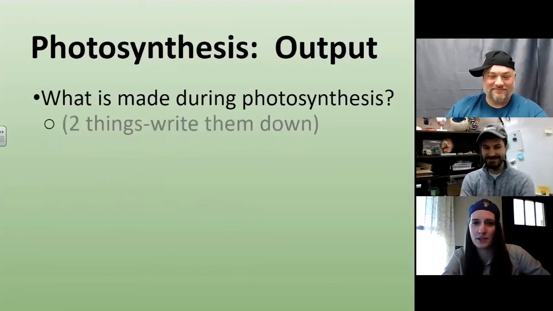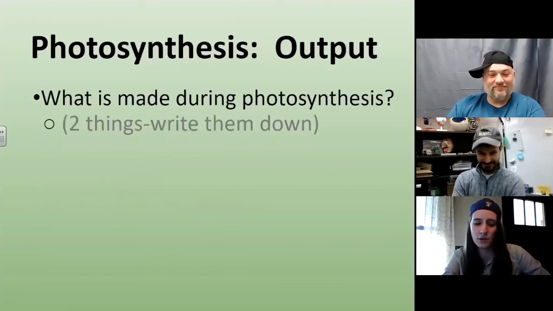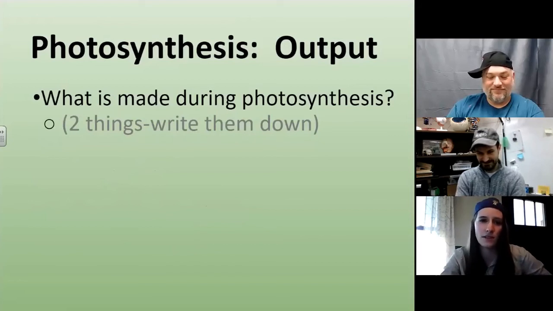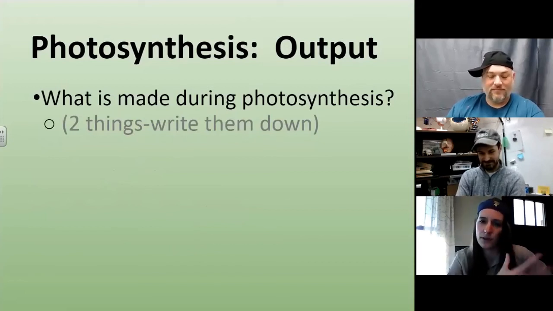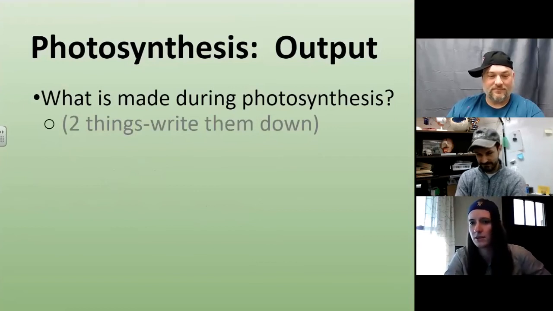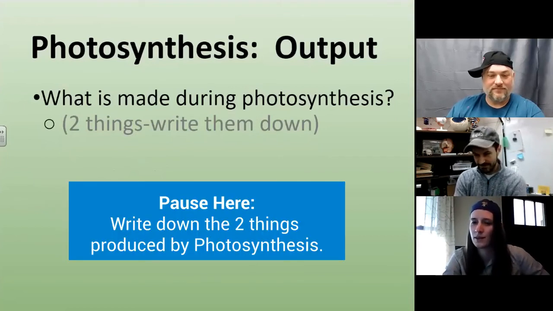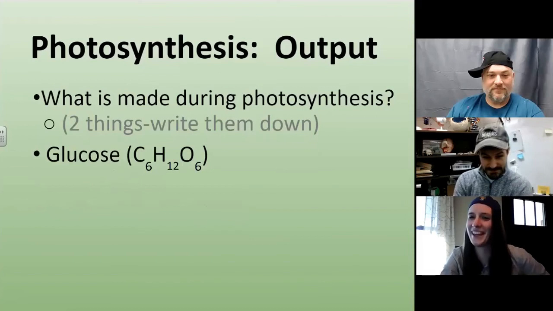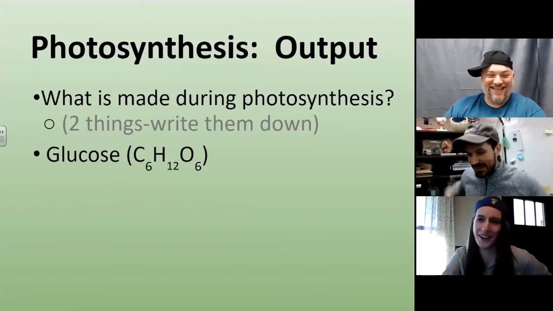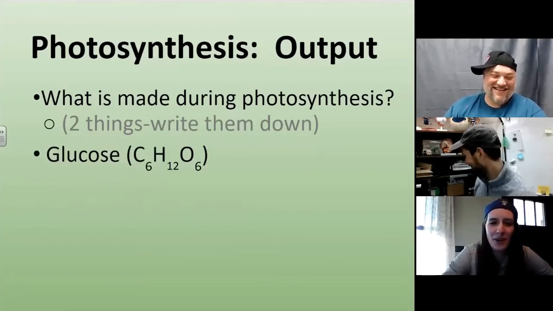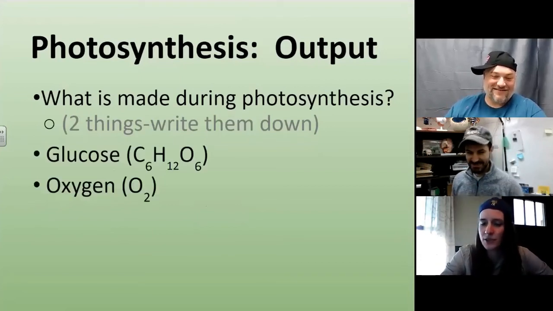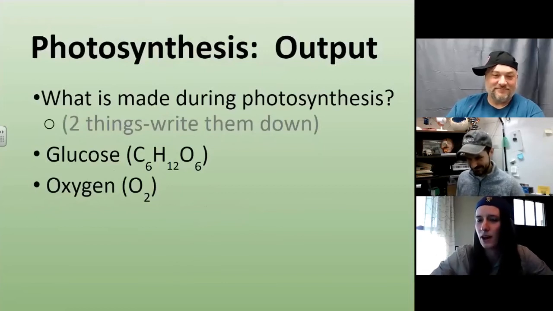All right, so we just discussed the three things that need to go into photosynthesis. Let's see if you can remember the two things that are the outputs, the products of photosynthesis. Here we go. So you're the cheater. Oh my goodness. If you put glucose and oxygen, you have won a brand new car.